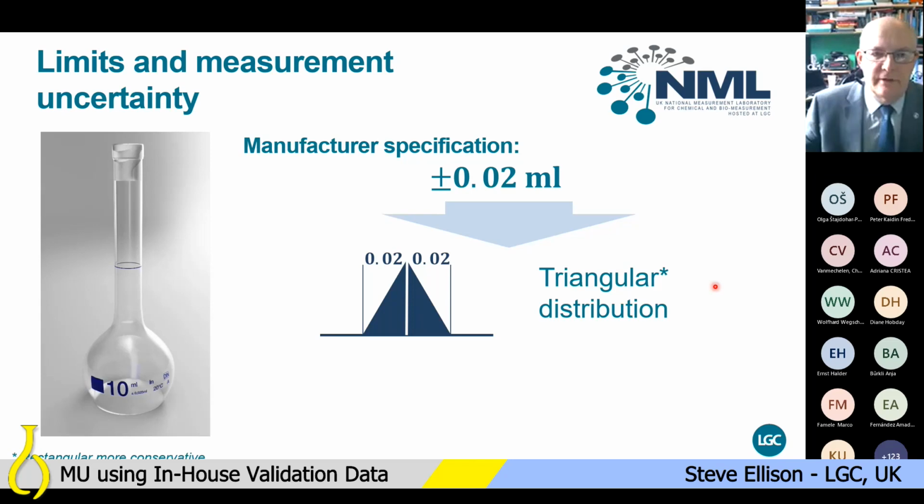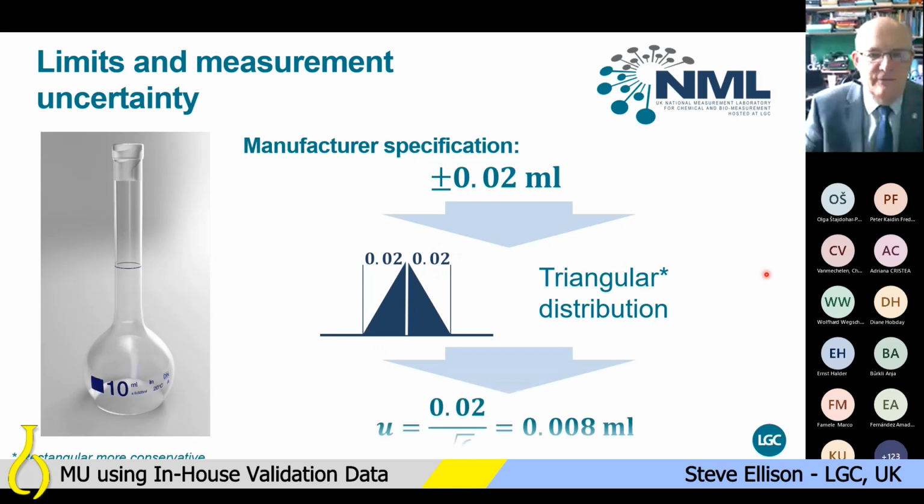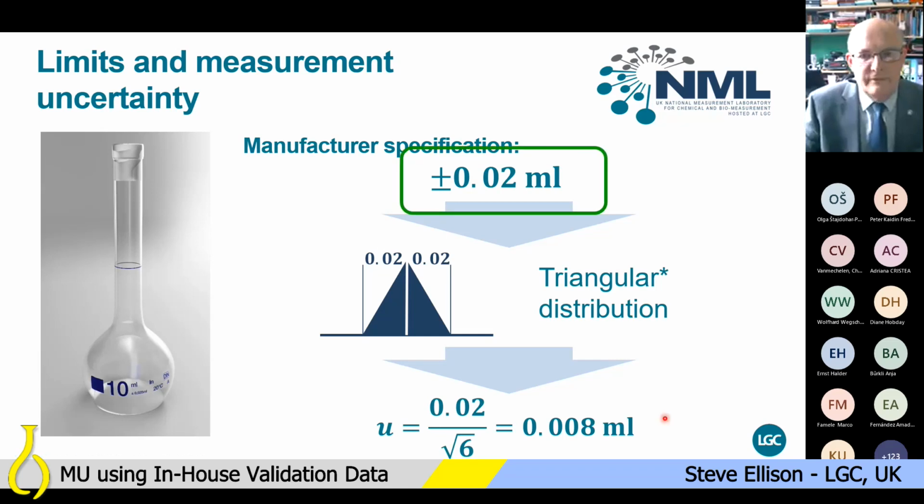If you wanted to be conservative, you could assume a rectangular distribution, but once you've assumed this distribution, there's a formula that goes with it, and for a triangular distribution, this is the formula. We can get a standard uncertainty from the specification. So our standard uncertainty that we would associate with a volumetric measurement is straight out of the GUM. So that's when you've got a straightforward specification. Now, that may or may not have been measured. Let's have a quick look at where that might have come from.